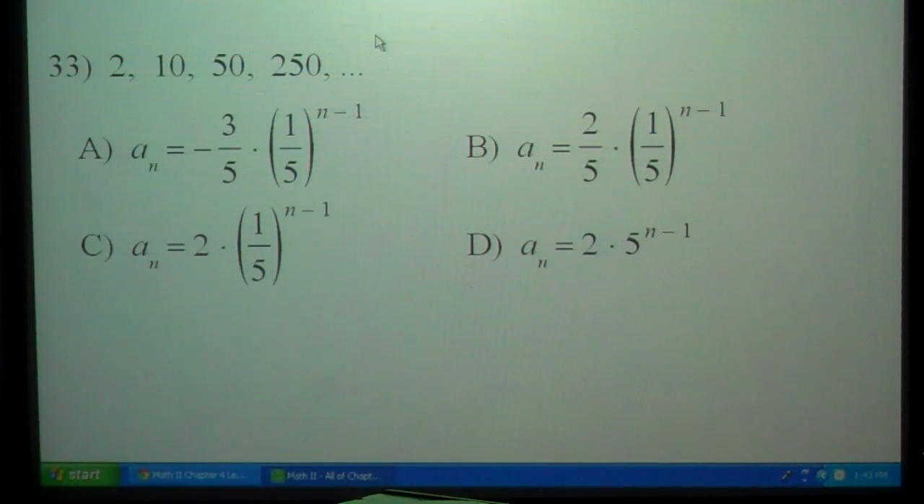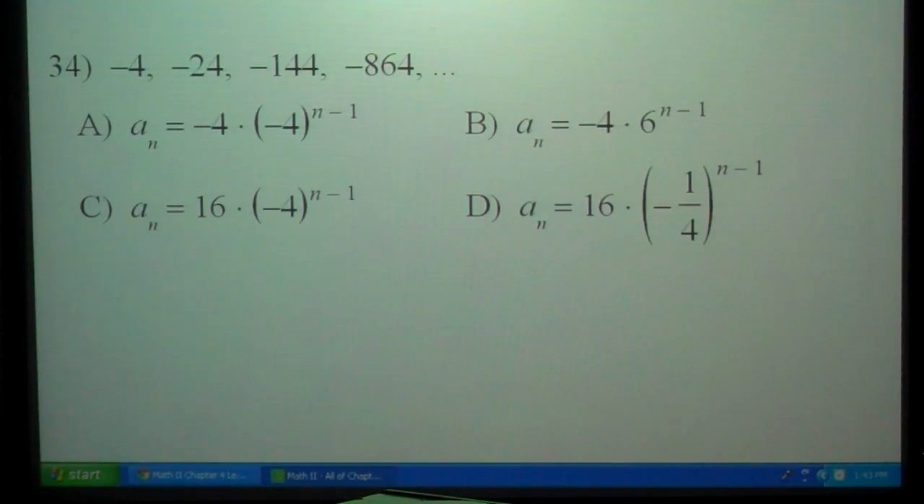First thing you got to ask yourself is what is R? And then what is A? Looking at your answers here. Pause. Correct answer is D. A sub 1 is 2. R is 5. So D is your only correct answer.